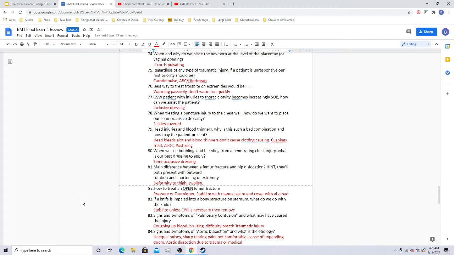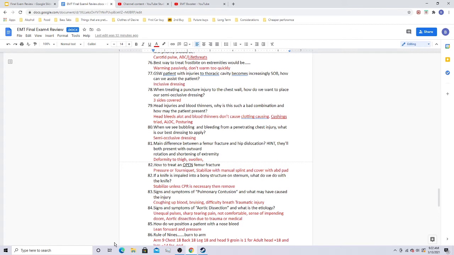How do we treat an open femur fracture? Pressure or a tourniquet, stabilize with manual splint, or cover with ABD pad. You do not use a traction splint in an open femur fracture situation. It's just a no-go. That's one of the contraindications. If you're using traction splint, it needs to be closed, and it needs to be a midline femur fracture, and that needs to be the only wound.